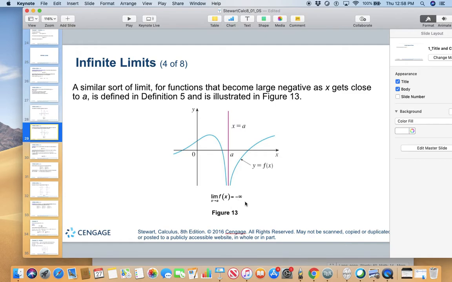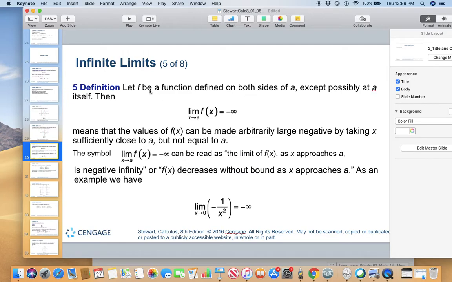Here is a negative infinite limit. At A, my function is not defined. It could be defined, it could be 5 for all you know, but it doesn't matter. In this picture, it is not defined. To the left of A, this branch is going to negative infinity. To the right of A, this branch is going to negative infinity. So you say limit x approaching A of f(x) is negative infinity.